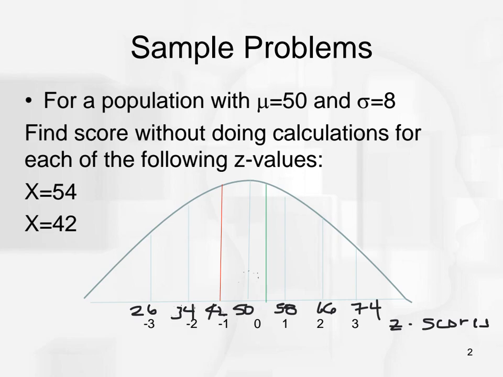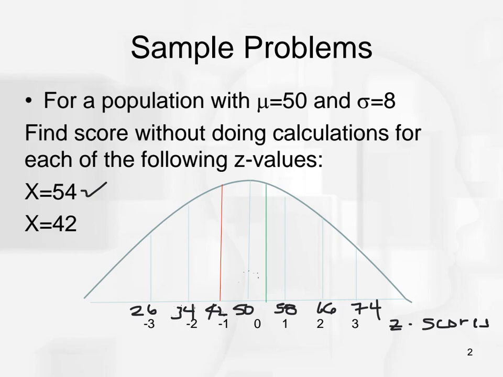All right, so the first one is going to be finding x equals 54. I'm going to give you just one moment to go ahead and label your distribution, and then we can take a look at what we have. Okay, so the first thing that you have to do is find an x of 54.